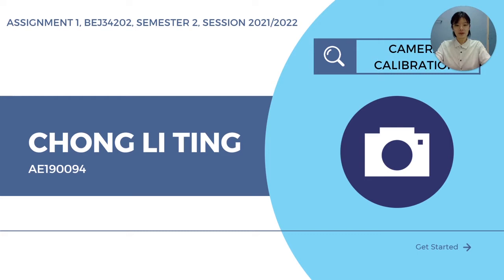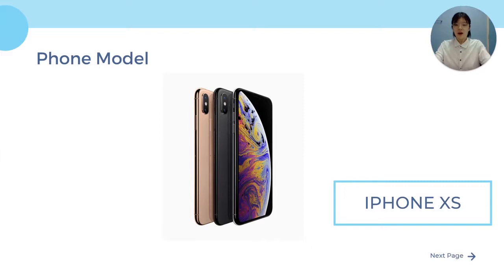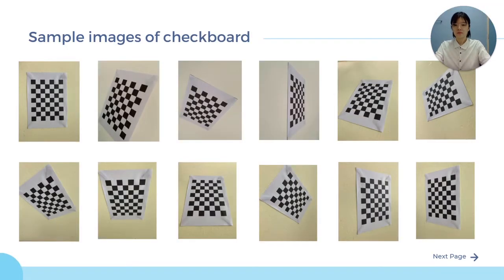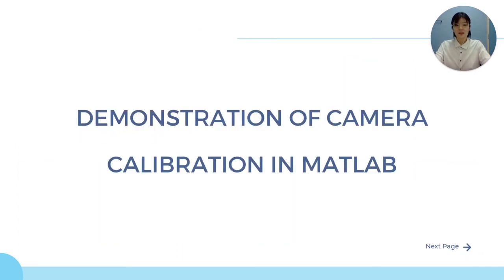Today I'm going to present Assignment 1, Intrinsic and Distortion Parameter Determination from the smartphone. In this assignment, I will determine the intrinsic and distortion parameters of my phone model, which is the iPhone XS. I'm using the F26 checkerboard with a 25mm dimension for each square, and I take 12 images of the checkerboard at different angles and different distances between the checkerboard and the camera, to apply in the camera calibration app in MATLAB. The next section is the demonstration of camera calibration in MATLAB.